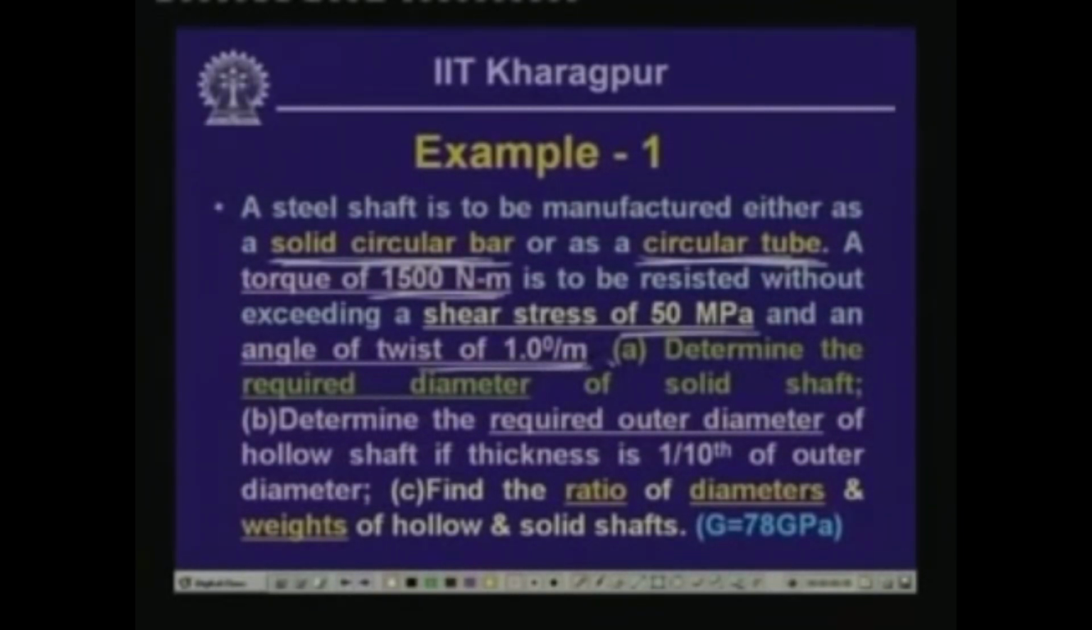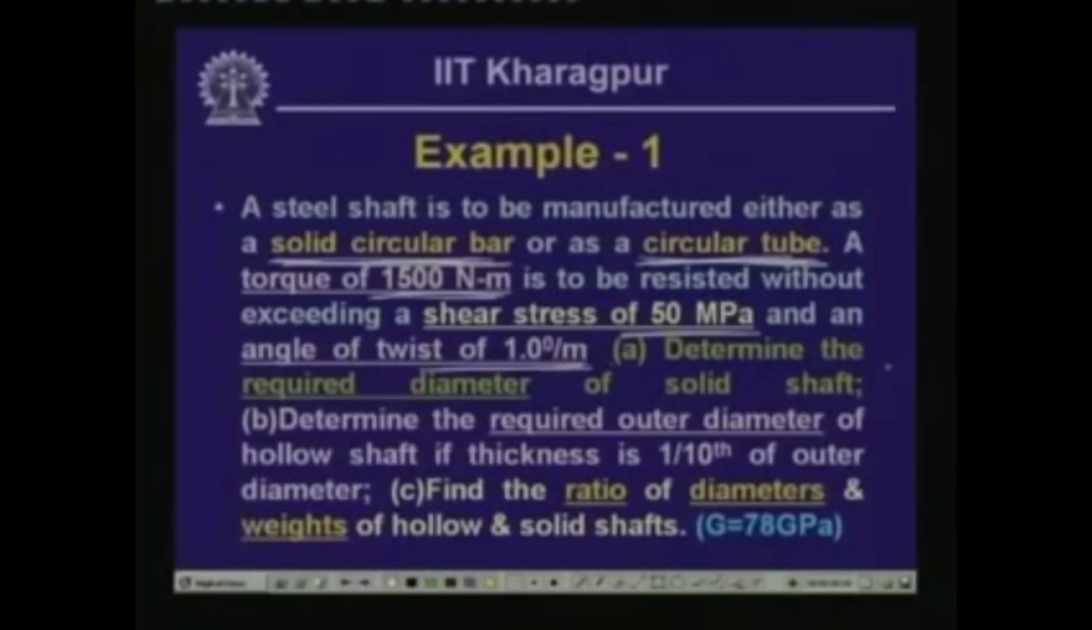Here we are going to consider that a bar is subjected to a twisting moment of 1500 Newton meter, and the maximum stress in the material is not allowed to go beyond 50 megapascal, and the angle of twist cannot go beyond 1 degree per meter length. Both the criteria have to be satisfied. Then what could be the effectiveness of a solid bar vis-a-vis a tubular section? That is what we are going to compare now.